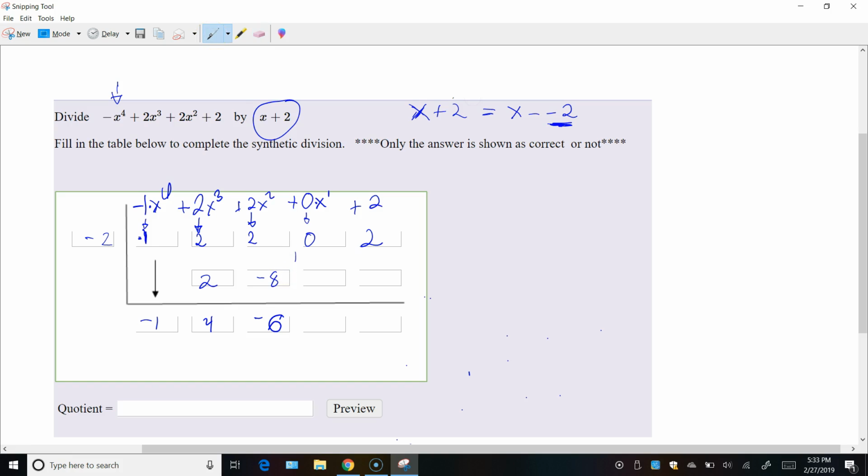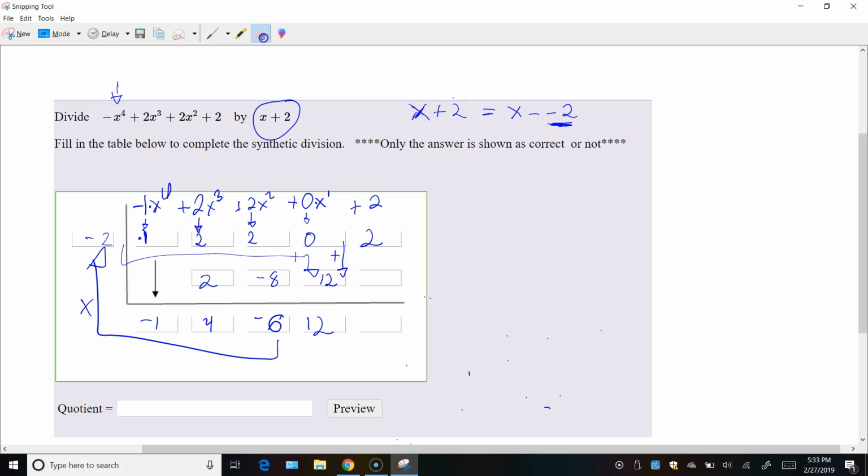Then I continue. So now again I do negative 6 times that negative 2. That tells me that in this box right here, I put the product. So negative 6 times negative 2 will give me positive 12 in this box. Positive 12. And then as before, I add straight down. So it's going to be 0 plus 12. That's going to give me positive 12 in this box, or in that position if you like.